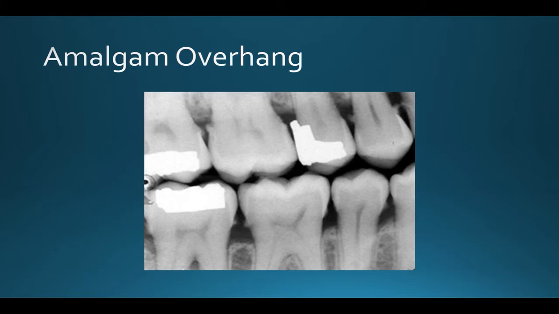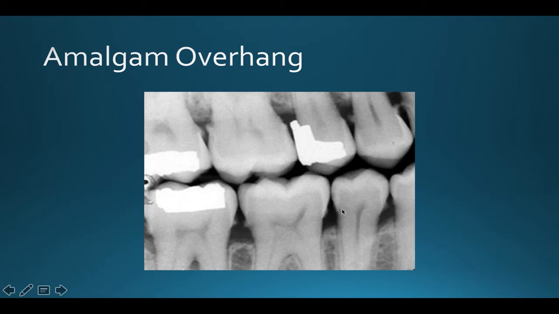So in order to prevent this, obviously we catch amalgam overhangs on our radiographs so that they can be removed and replaced with a restoration that has better contour. So I look at my radiograph here. I see on tooth number 4, I have an amalgam with this big overhang here. You can also see on this restoration that this patient is definitely not a flosser, and they probably haven't been to the dentist in a long time.